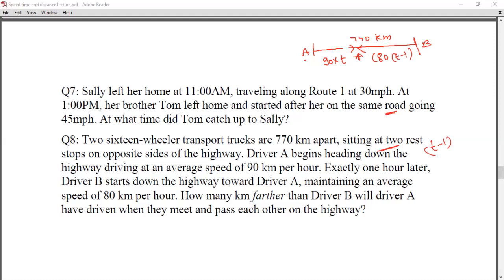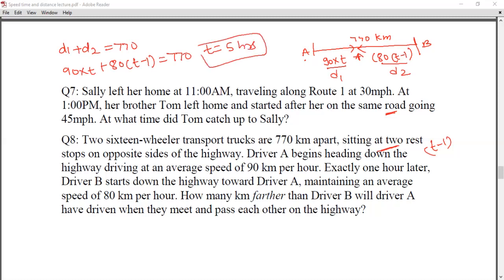Now as you can see, these two distances covered by the two drivers equal 770, because the total distance is given as 770. So we can write this as d1 plus d2 equals 770. This distance we take as d1, this distance as d2. Now we directly plug in the values. So this becomes 90 into t plus 80 into t minus 1 equals 770. Once we simplify this, our time will come as 5 hours.